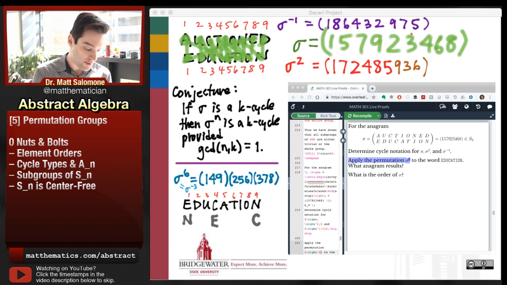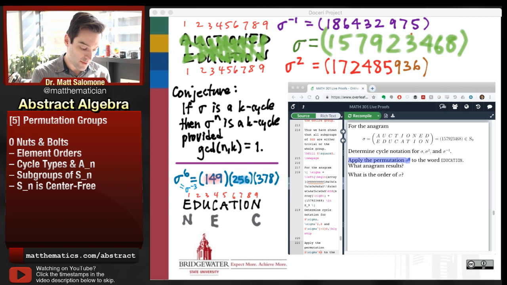Let me try and keep track, just so that we can see what we're doing. 149 had this effect. It took E and put it in position 4, and then C in position 9, and then N back in position 1. So there, 149 has done its job. Now we move forward to 256.